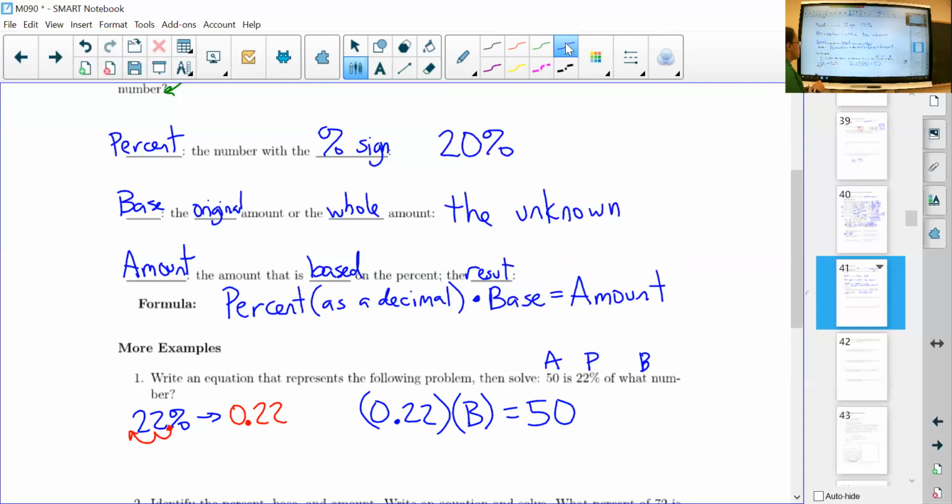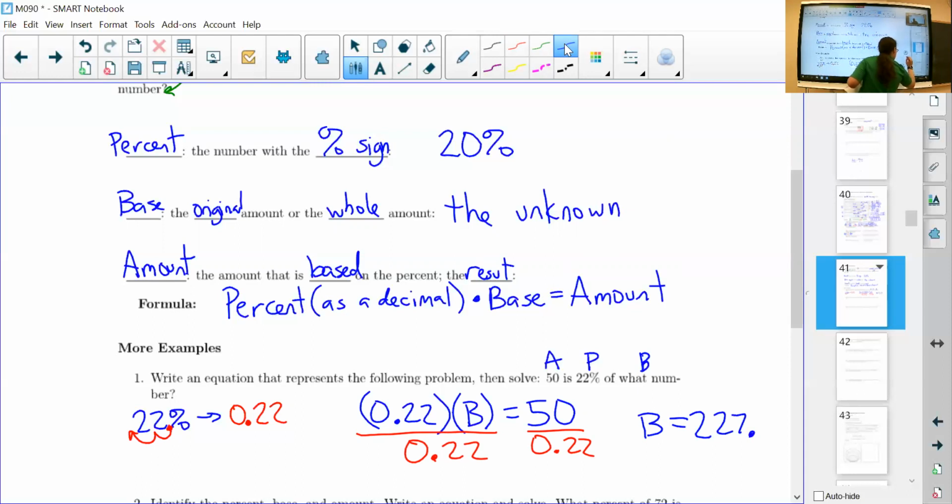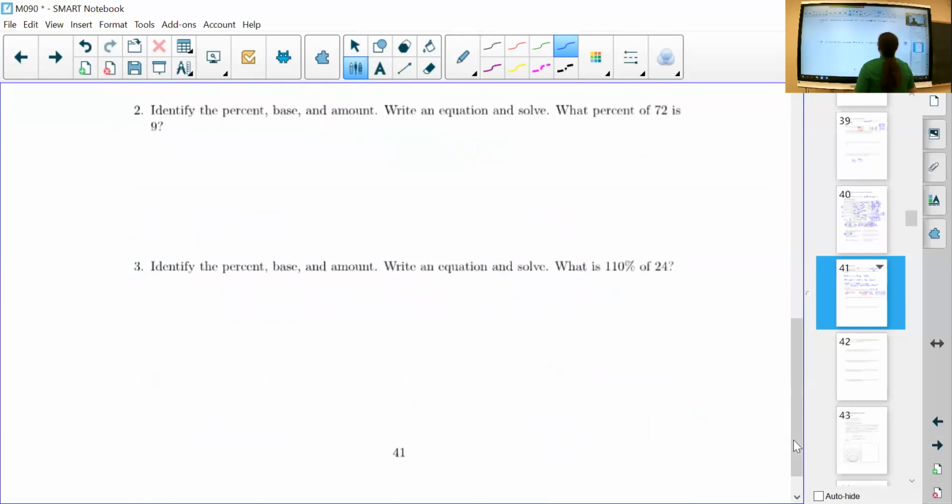Okay? So I want to know what the base is. What I'm going to do is divide by this coefficient here. I'm going to divide by the thing that's getting in my way. So if I divide by 0.22, divide by 0.22, I get B equals 227.27 with the 27 repeating, not just the 7, but the 27 repeats. So there's my base. There's my answer. Kind of a messy one, but it works.